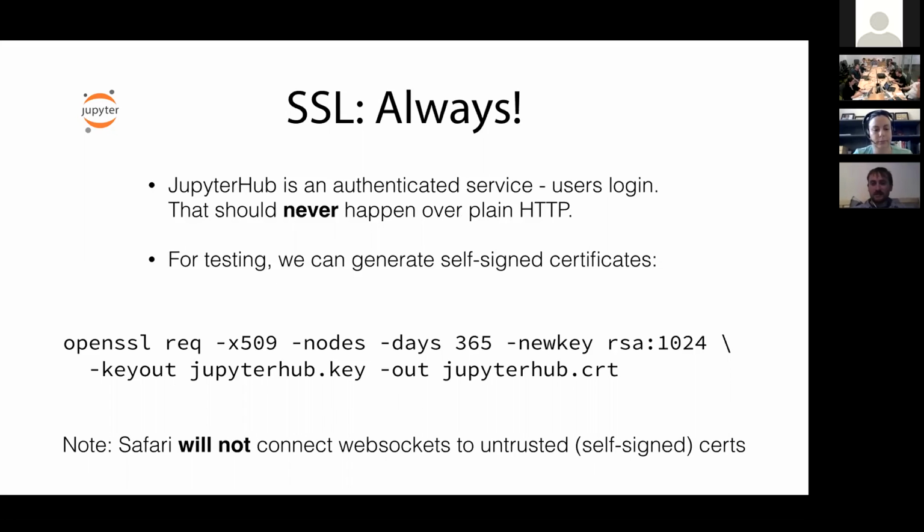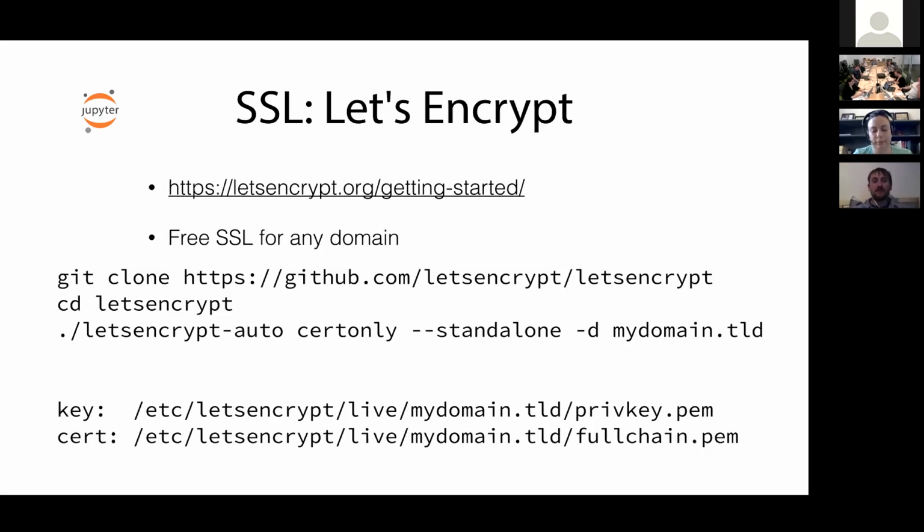Always use SSL, since this is an authenticated service where people log in and run code. Just don't run it over plain HTTP ever. And you can use self-signed certificates, but one caveat there is that Safari refuses to connect WebSockets to untrusted certs. But the solution to that is Let's Encrypt, which provides free SSL certificates for any domain. So if you have a domain, then you can use SSL with JupyterHub. Or you can do SSL termination at Nginx or Apache or something.